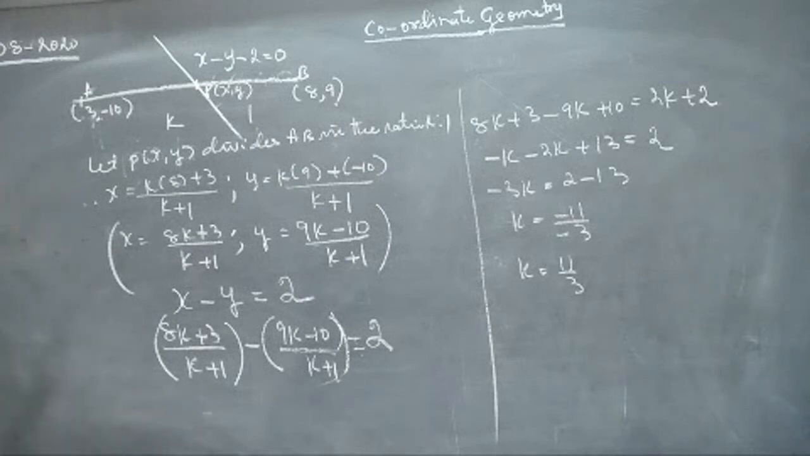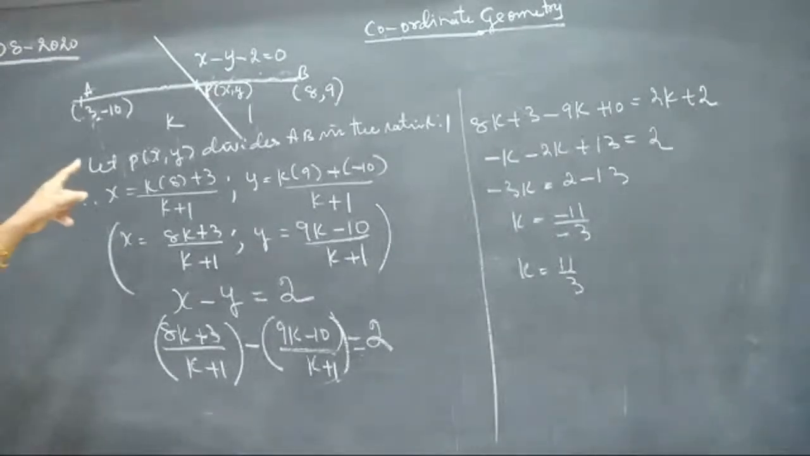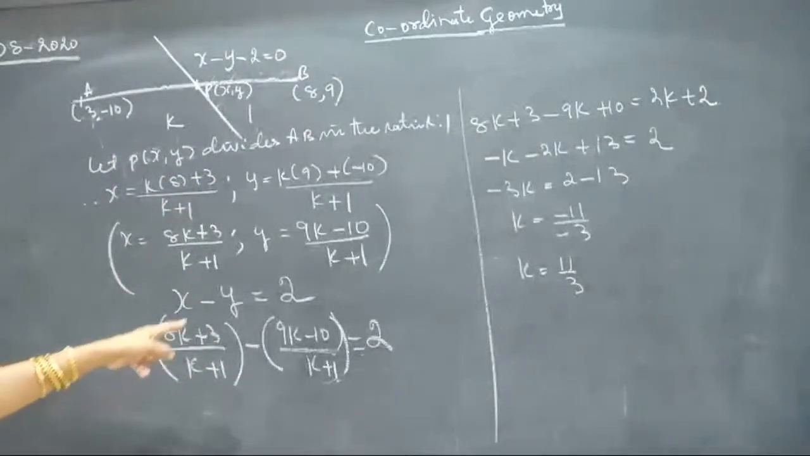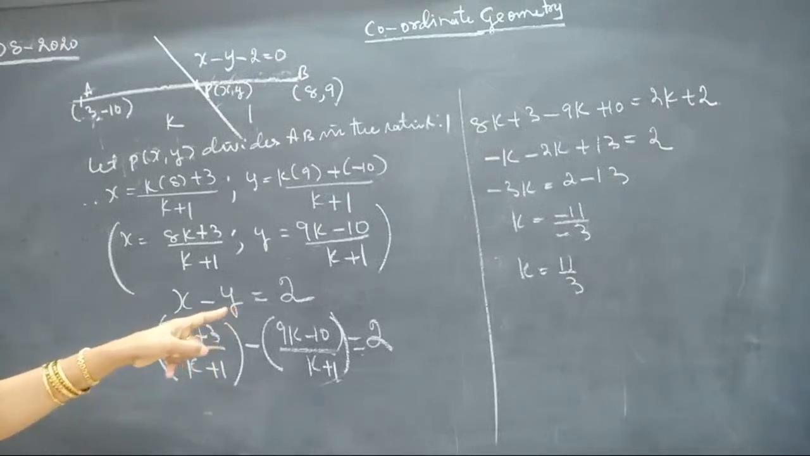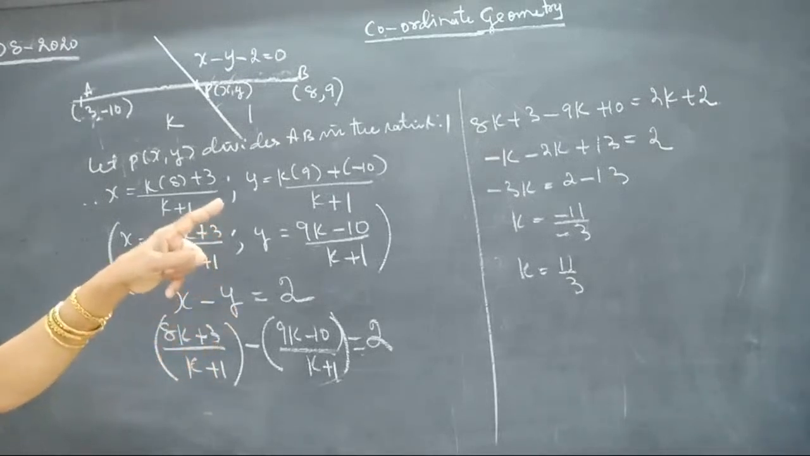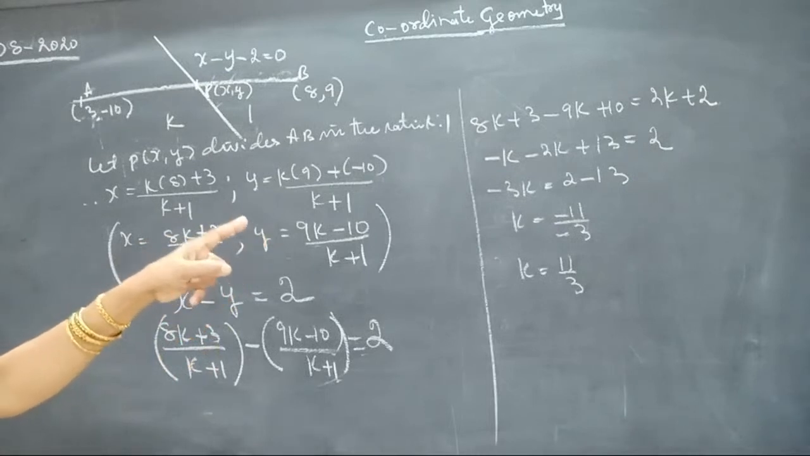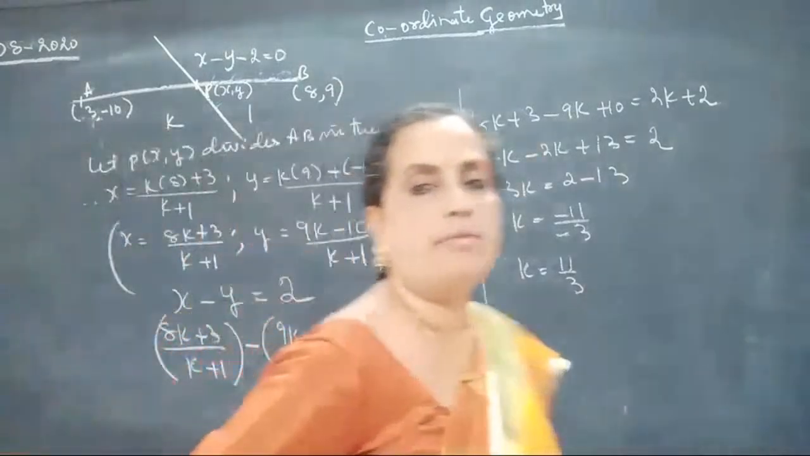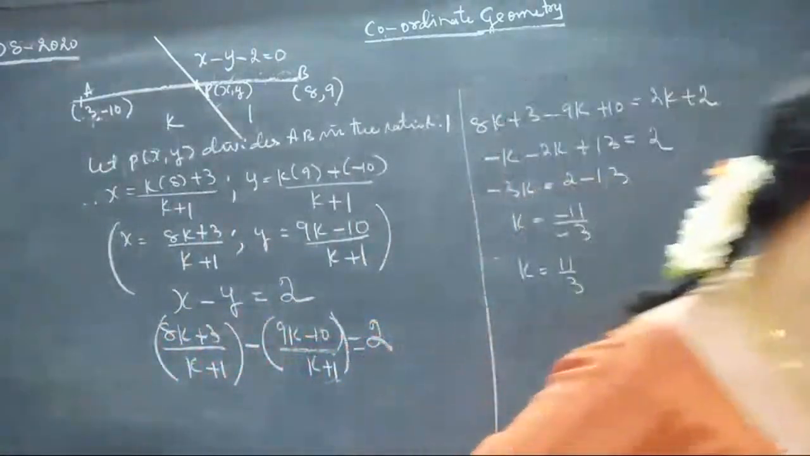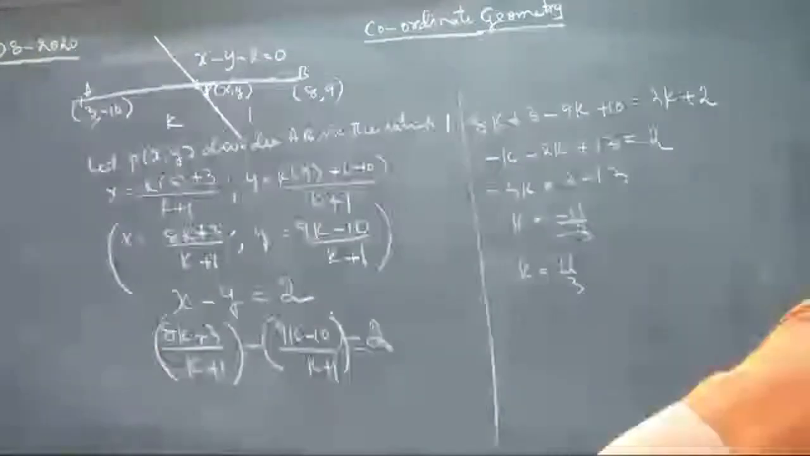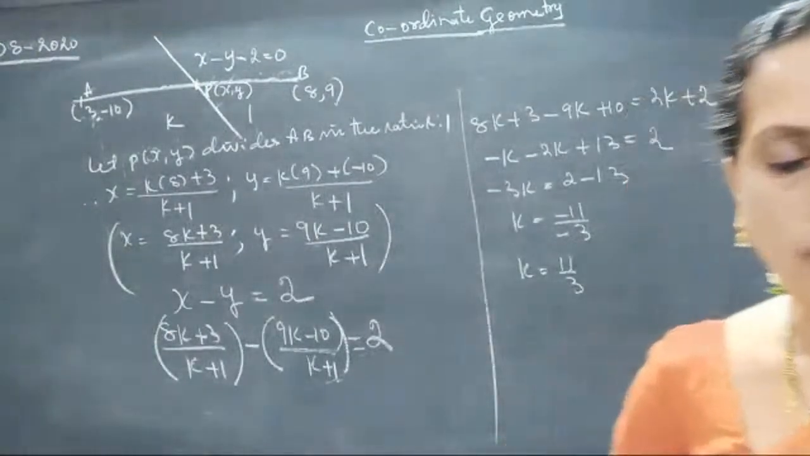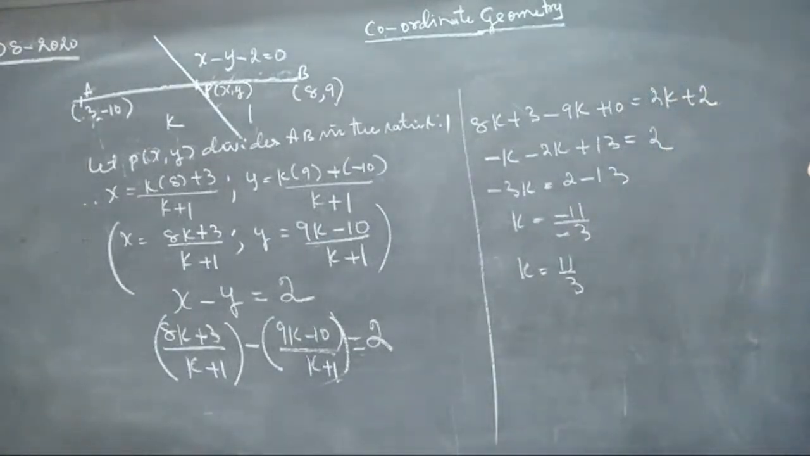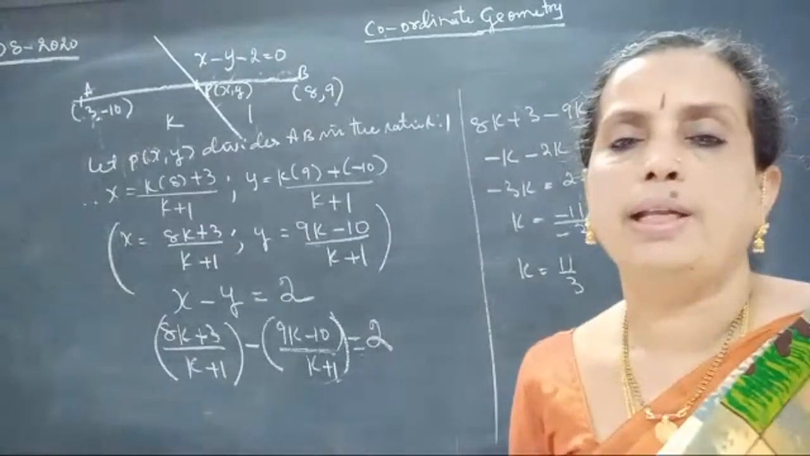k x2 plus x1 by k plus 1, k y2 plus y1 by k plus 1: 8k plus 3, 9k minus, so that will become minus 9k plus 10, 2k plus 2, yes, 13, yes. So it divides in the ratio given. Yes, the line x minus y minus 2 is dividing the segment AB in the ratio 11:3.